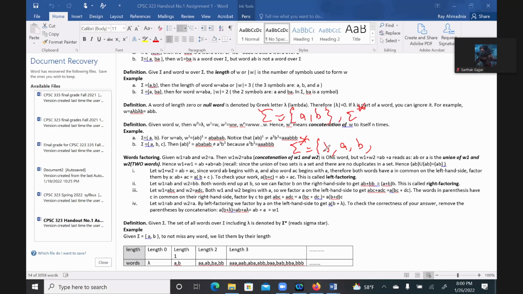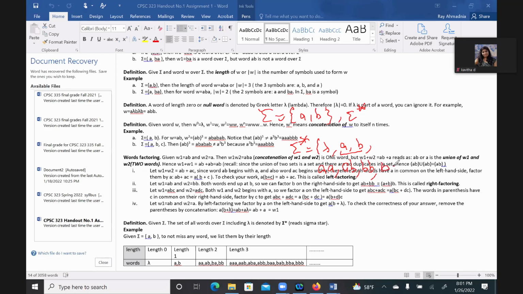So this is a word of length 0. These are all words of length 1. How many words of length 2 do we have? One is AA, the other one is AB, the other one is BB. Is that all? One word of length 2 is missing. What is it? BA. Very good.